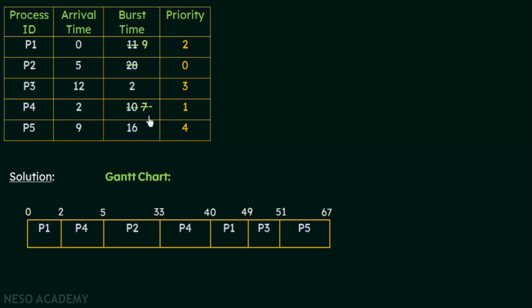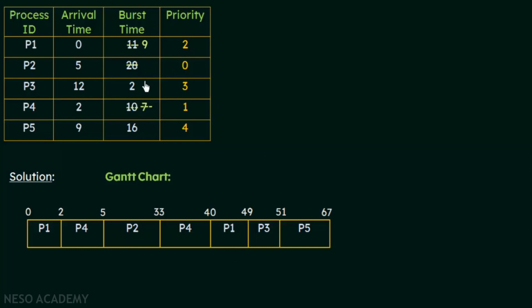Now in the remaining processes that we have, which is P1, P3 and P5, who is having the highest priority? P1 is 2, then P3 is 3 and P5 is 4. So among 2, 3 and 4, the highest priority is of P1, which is 2. So P1 will be the next one to get the CPU. So P1 gets the CPU at the 40th millisecond when P4 releases the CPU. And how long will P1 execute? P1 will execute for 9 milliseconds. So 40 plus 9 is 49. So up to the 49th millisecond, P1 executes.